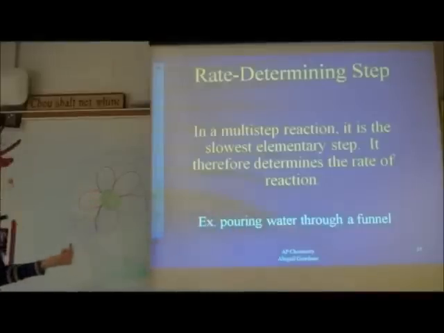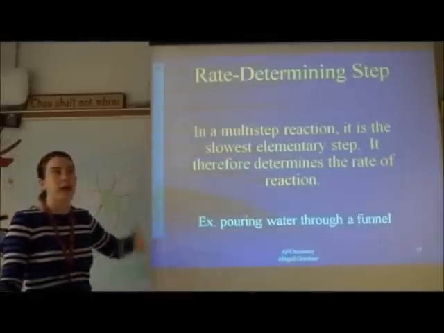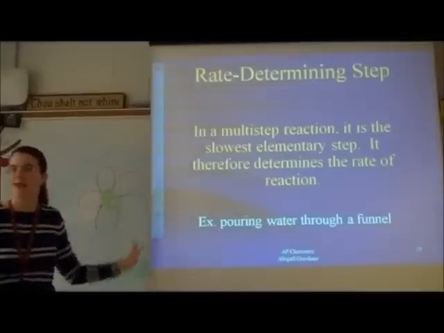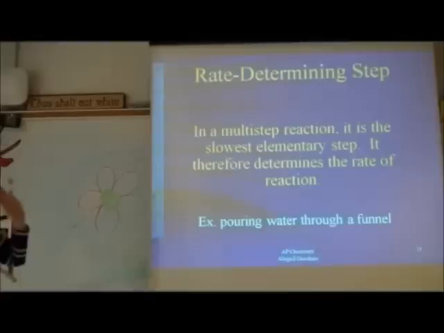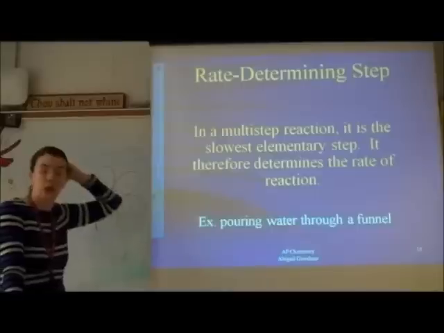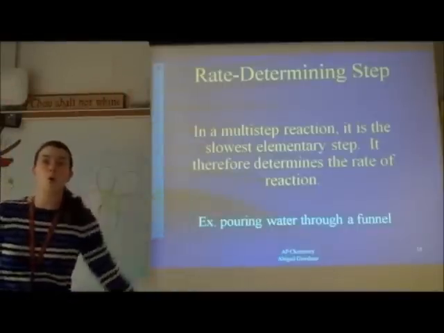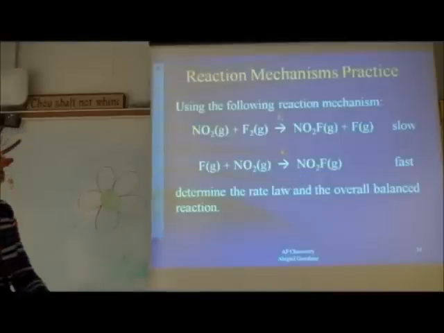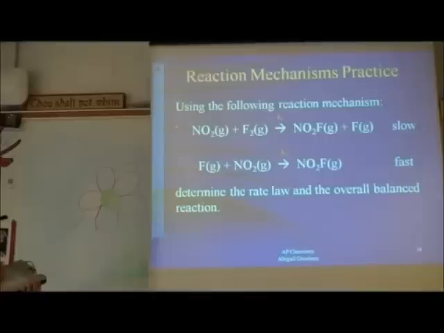When you have a multi-step reaction mechanism that has 2 steps, 3 steps, 4 steps, whatever, whichever one of those steps is the slow one, or in other words, it's called the rate determining step, that's going to determine the rate of the whole reaction. So, for example, let's look at this mechanism.